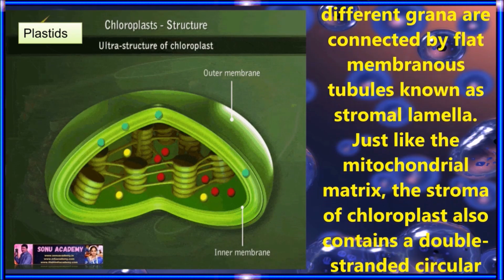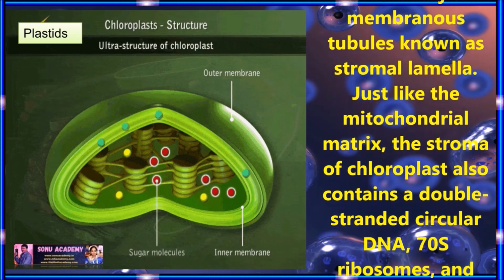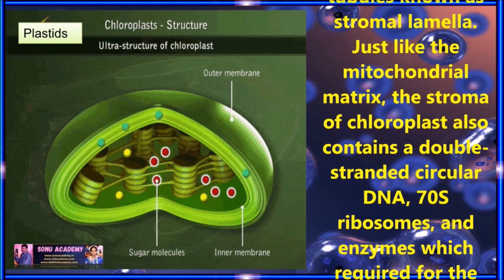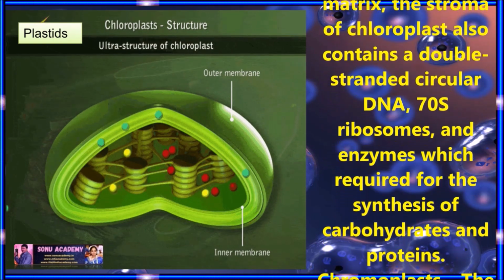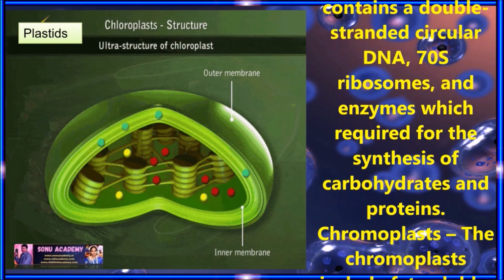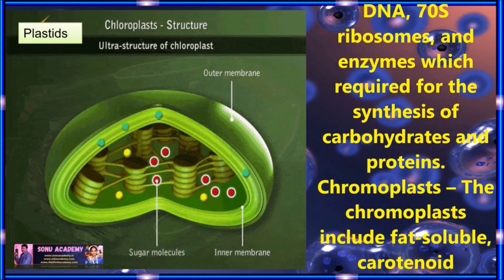stromal lamellae. Just like the mitochondrial matrix, the stroma of the chloroplast also contains double-stranded circular DNA, 70S ribosomes, and enzymes which are required for the synthesis of carbohydrates and proteins.